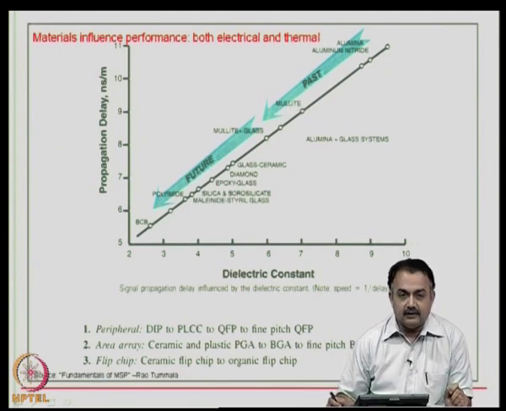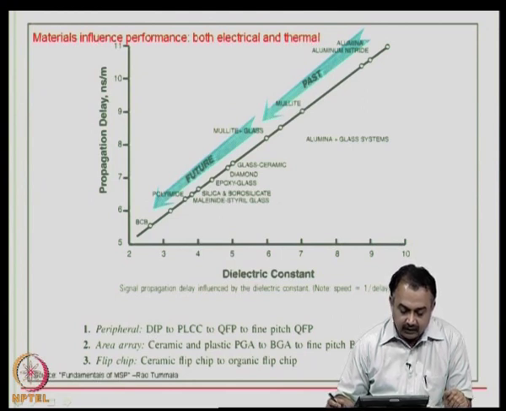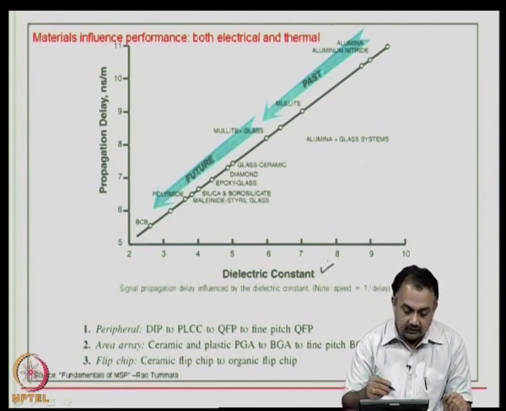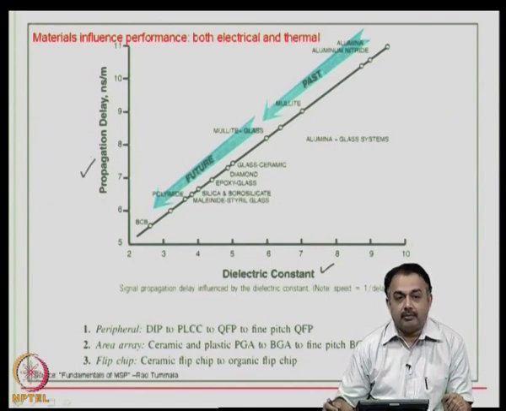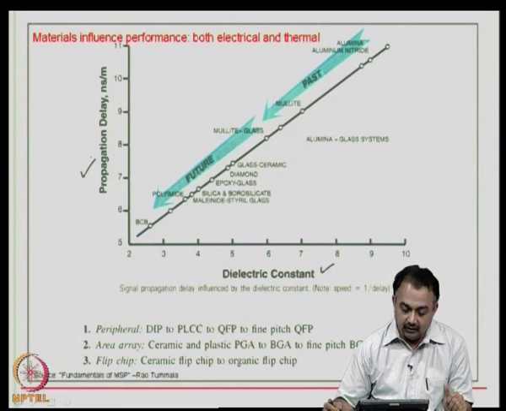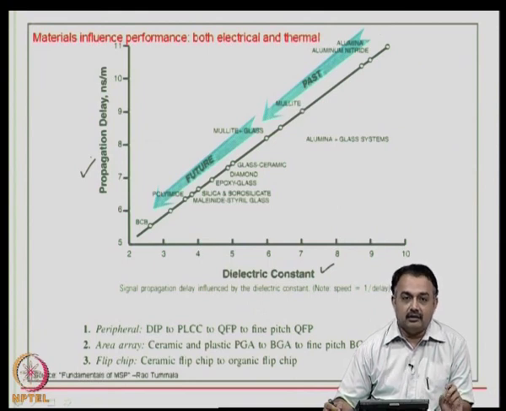So, I want to emphasize here that materials influence performance, both electrical and thermal. If you look at this particular graph, which is basically indicating dielectric constant versus the propagation delay. As you know, the propagation delay is a very important factor in looking at the electrical performance of a particular package, because if you choose a particular dielectric material, then the propagation delay is going to be dependent on the dielectric constant of the material.